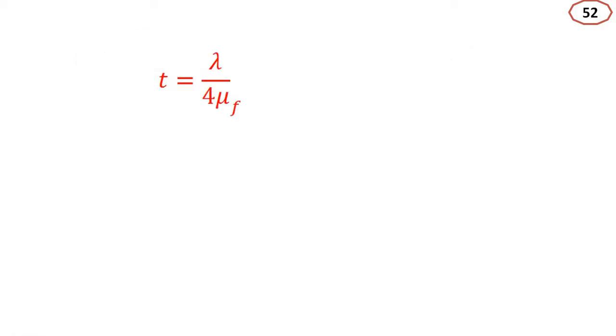Now we have the equation T equal to lambda by 4 mu f. Multiply LHS and RHS of the equation by 2 mu f. Then you will get 2 mu f into T equal to 2 mu f lambda by 4 mu f. Now consider the RHS. In the RHS, mu f will cancel. 2 divided by 4 equal to 1 by 2. That's equal to lambda by 2. That is 2 mu f into T equal to lambda by 2.